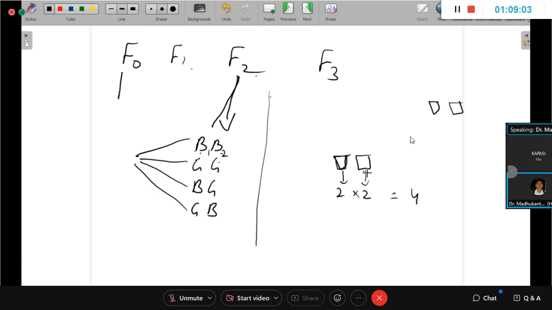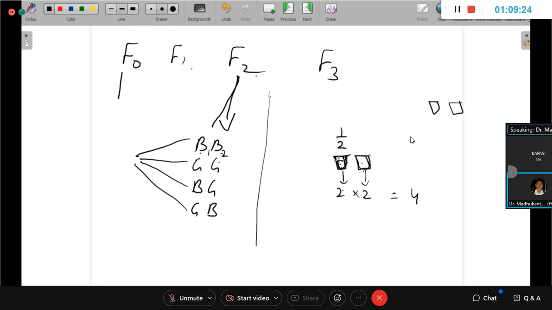So see, there are 2 children. Okay, so 2 children means this: if you box, this is the first child and the second child. Obviously 2 things are there. So now this first child will be either a boy or a girl, with probability 1/2.